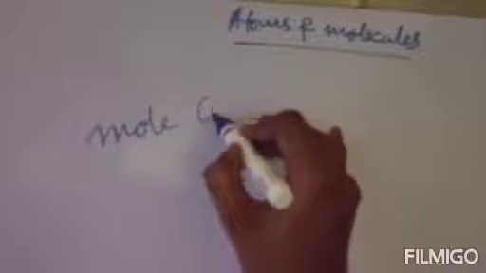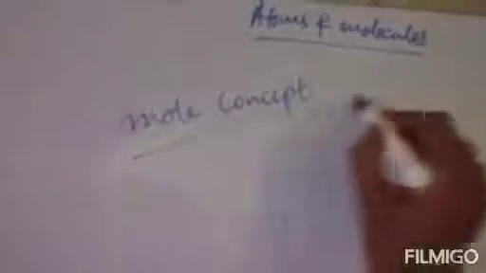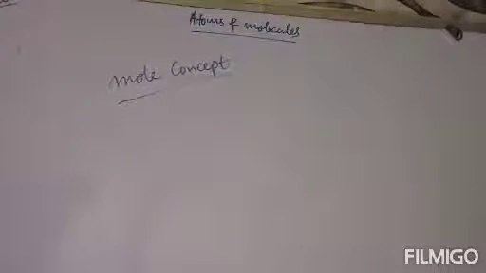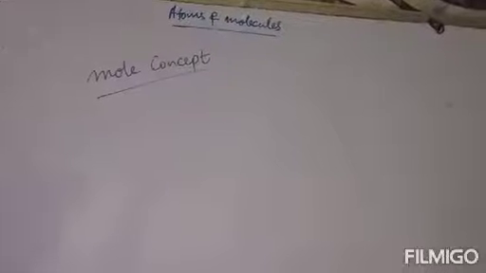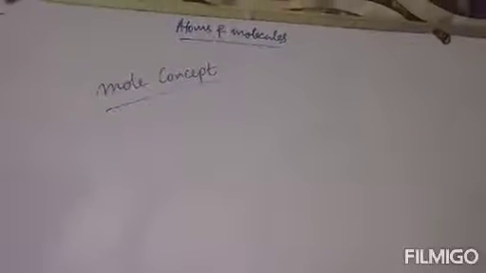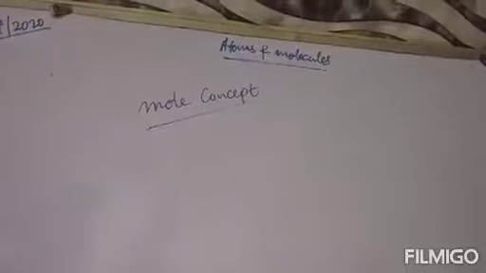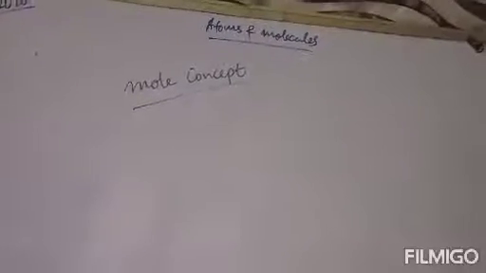Clear? Next one, mole concept. What is mole and the mole concept? The mole is the amount of substance which contains as many particles. Particles can be atoms, ions, or molecules. So the mole is the amount of substance which contains as many particles as in 12 gram of carbon atom. This is the definition of the mole concept.